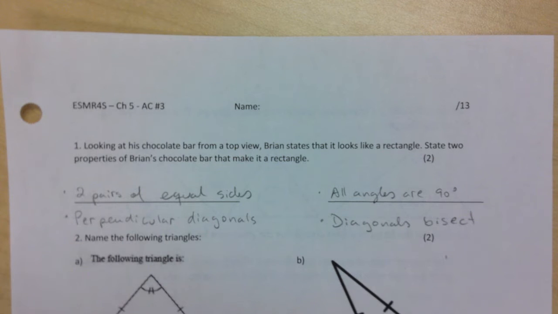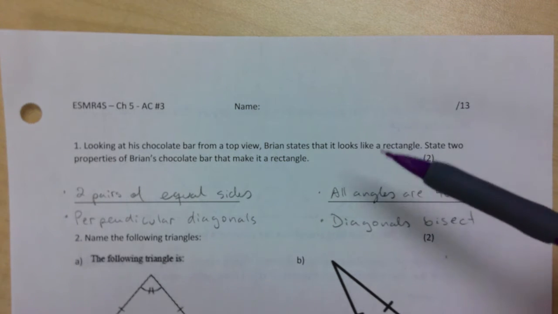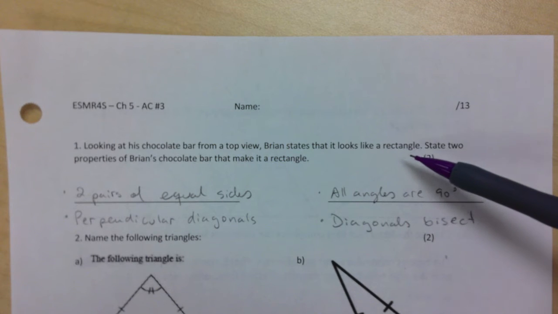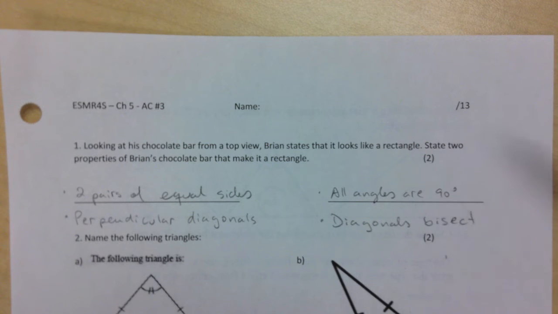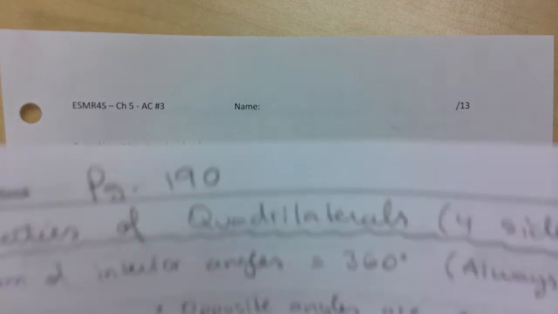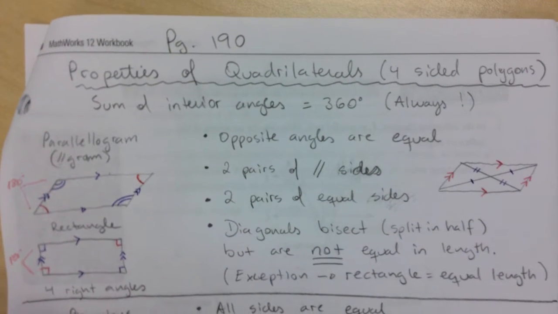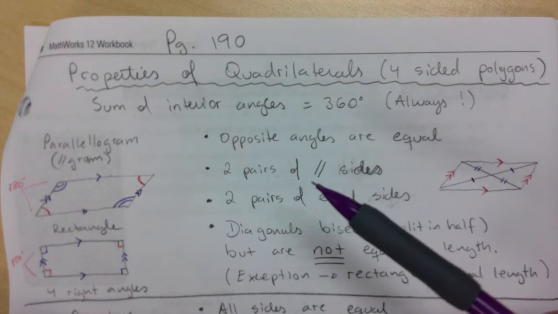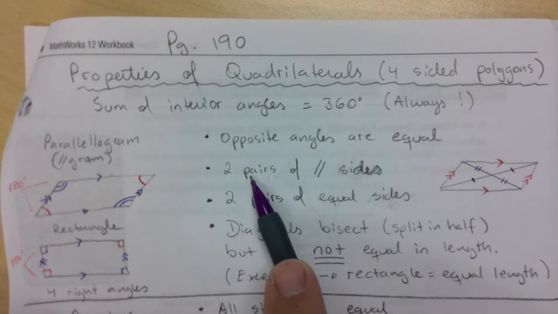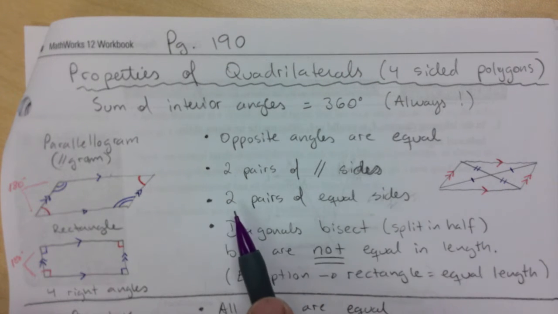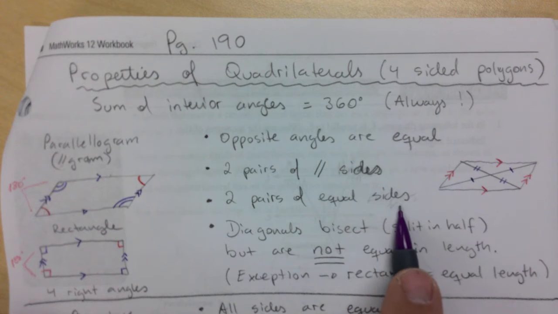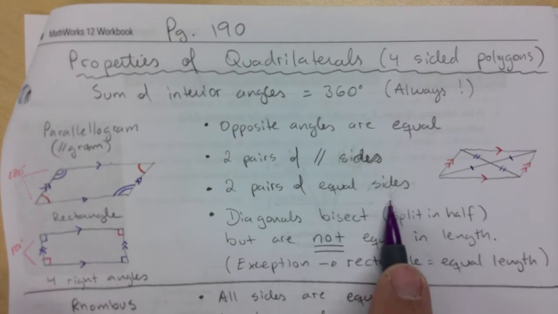The first thing you were supposed to do here is to basically justify why it would be a rectangle. What are two things that would make a shape a rectangle? There are a lot of properties to choose from. If you go to page 190, I gave you a bunch of stuff here. So you could have mentioned two pairs of parallel sides, two pairs of equal sides.